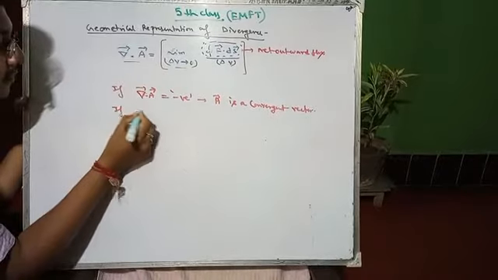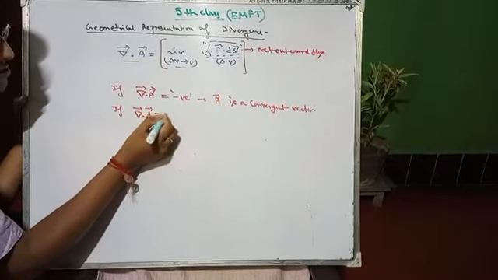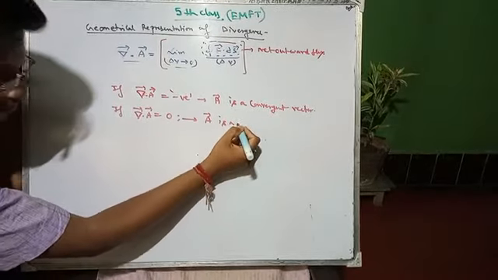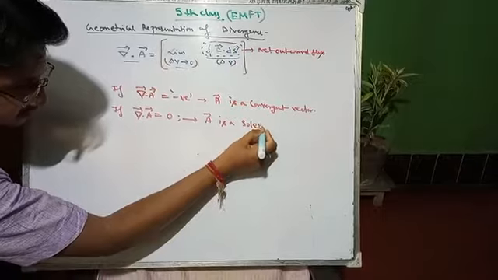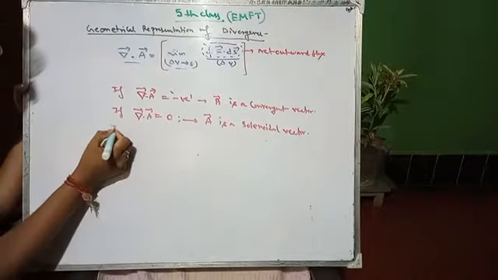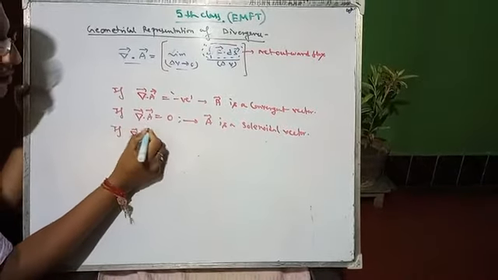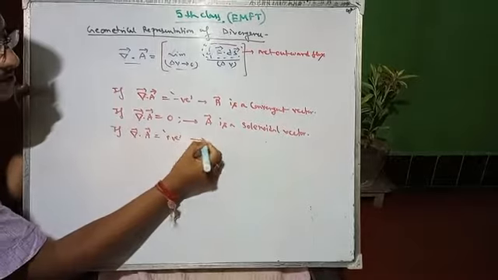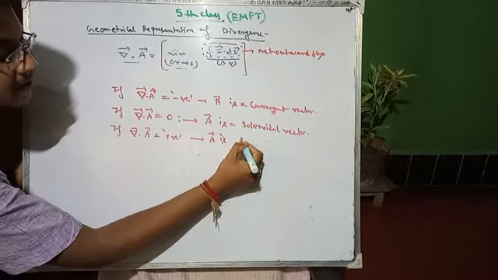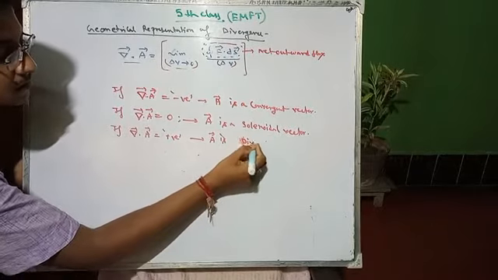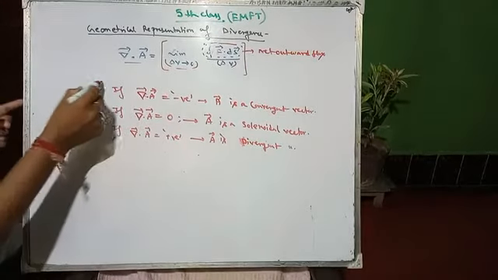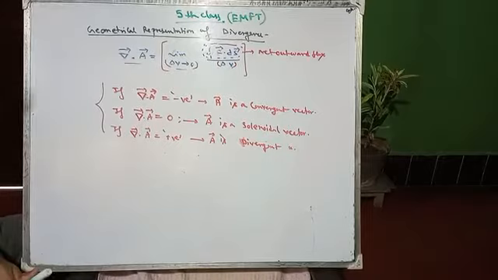If divergence of A equals 0, then what happens? It means A vector is a solenoidal vector. And if divergence of A is positive, it is a general concept, then the vector is said to be a divergent vector. So these are the three significances of the divergence.